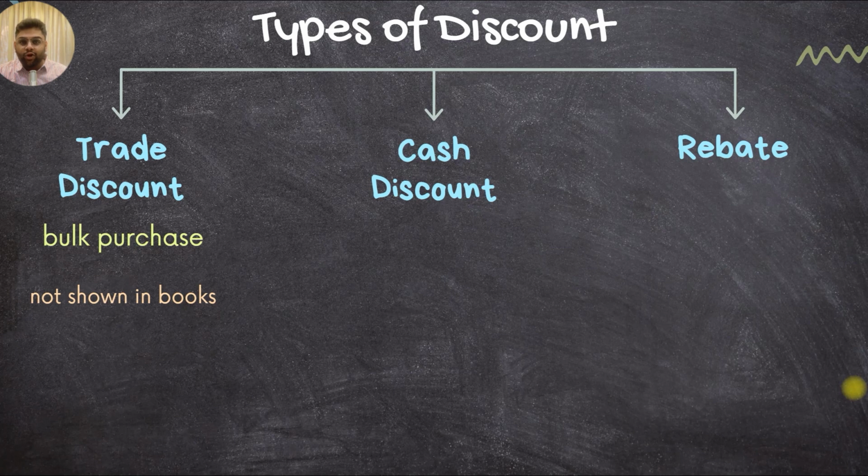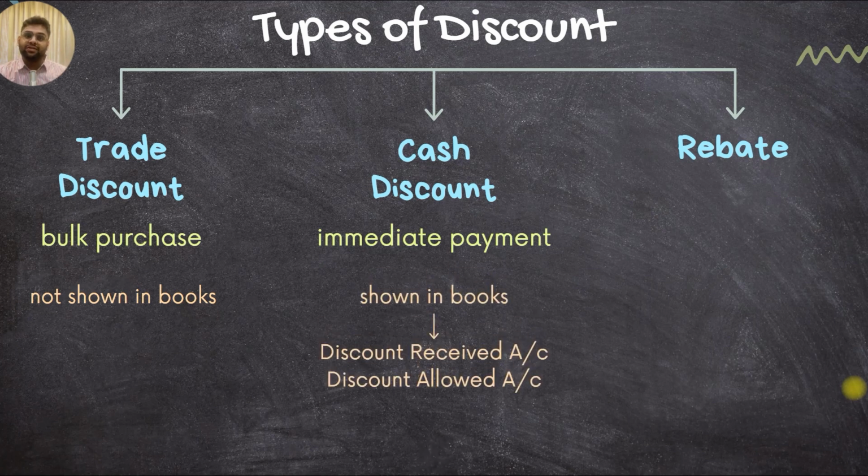Next, cash discount. The discount on immediate payment is called cash discount. Cash transactions पे cash discount मिलेगा, but credit transactions पे cash discount नहीं मिलेगा, हाँ, याद रखना. And unlike trade discount, cash discount is shown in the books of accounts. If you receive discount from a supplier, you create a discount received account. And if you allow discount to a customer, you will create a discount allowed account.